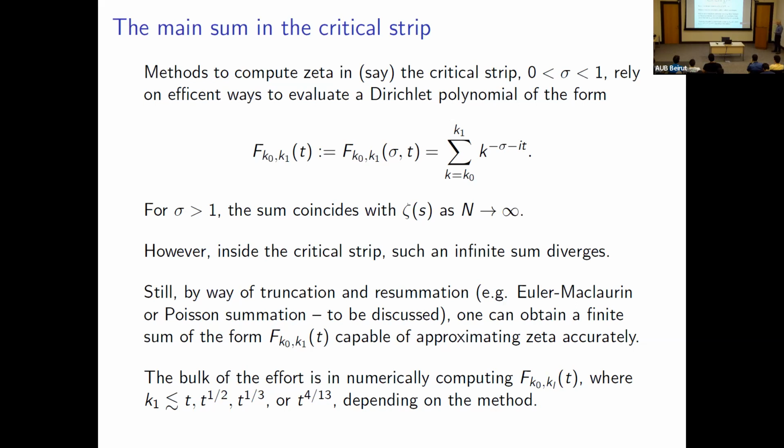Right? So, at the end of the day, you can reduce computing zeta on the critical line or in the critical strip to computing sums of this form, where the length of the sum, which is about k1, is going to be bounded by something like t, or t to the 1/2, or t to the 1/3, or the fastest asymptotically, which is t to the 4/13 length, right? These ones, 1/3 and 4/13, are very complicated. I'm not going to talk about them, but I'm going to talk about the method which gives you a sum of this form, which has length t, and a method that gives you a sum with length square root of t.